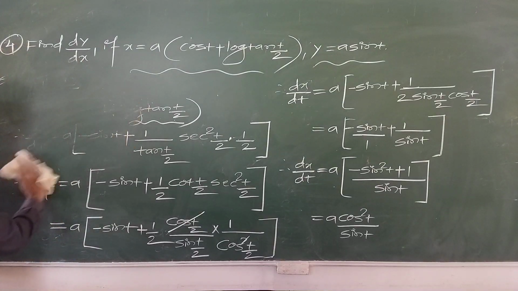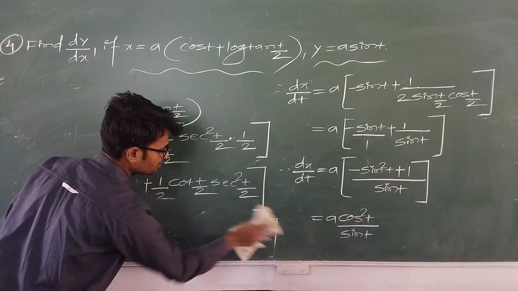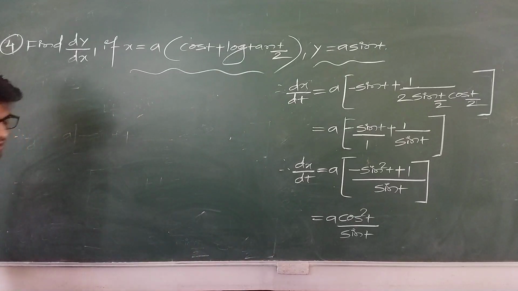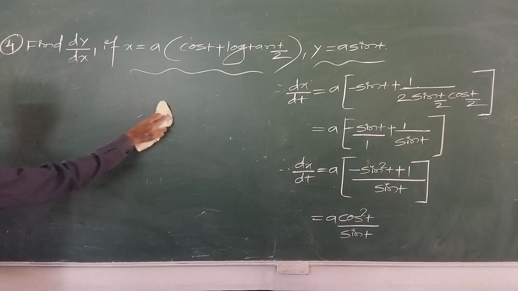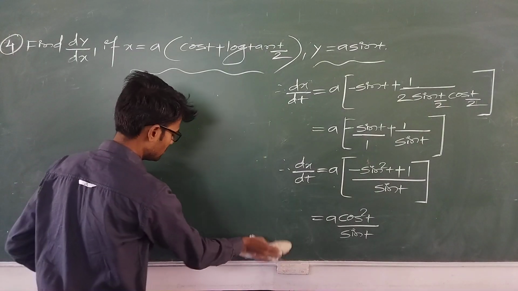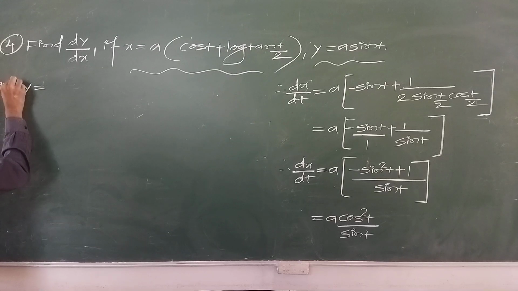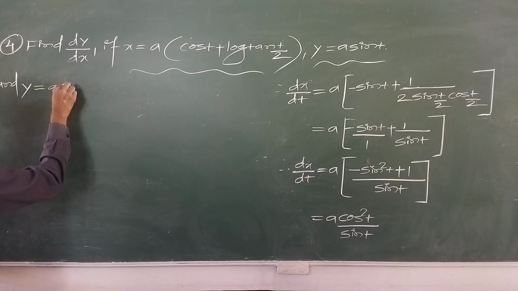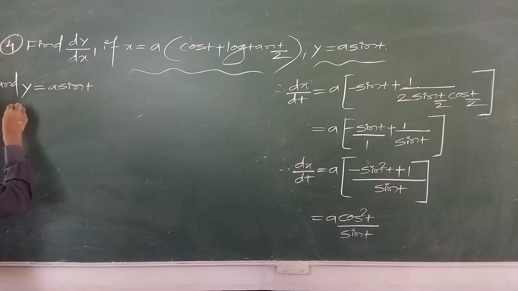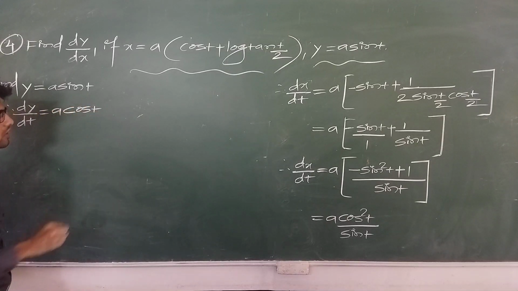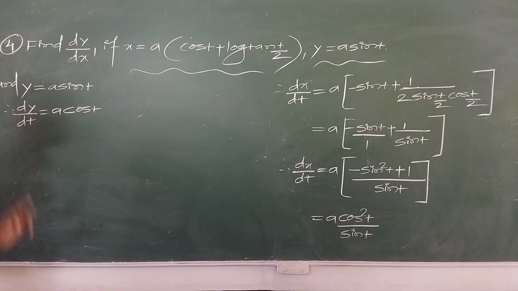Next, you go for the value of dy by dt by taking the value of y equal to a sin t. You find the derivative of this, dy by dt. dy by dt: a is a constant, and the derivative of sin t with respect to t is cos t.